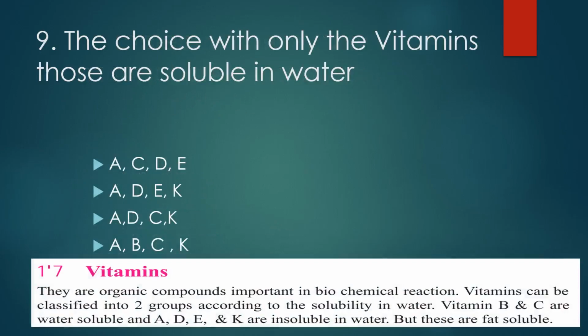The choice with only the vitamins that are soluble in water. Vitamins are organic compounds. They can be categorized into 2 types according to their solubility. Vitamin B and C are soluble in water, but vitamins A, D, E and K are soluble in fat. So vitamin B and C, water. A, D, E, K, fat.